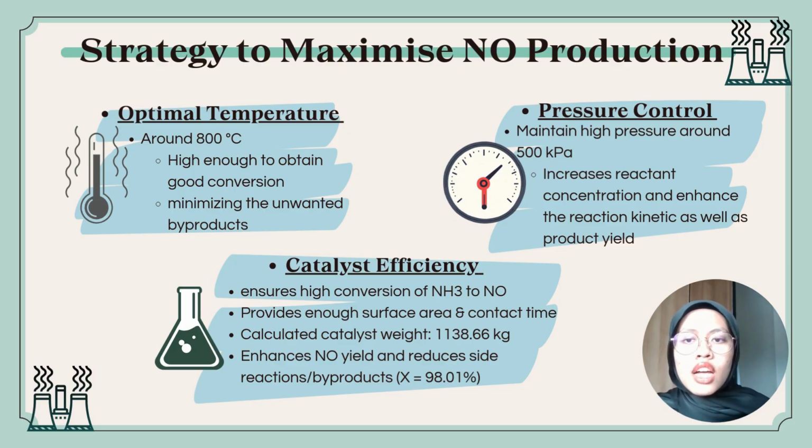nitric oxide. By providing optimal catalytic conditions, we are able to achieve a conversion rate of 98.01%, which significantly enhances the yield of NO while minimizing unreacted ammonia and side reactions. These strategies ensure the efficient and consistent operation of the process, resulting in high yields of NO production.